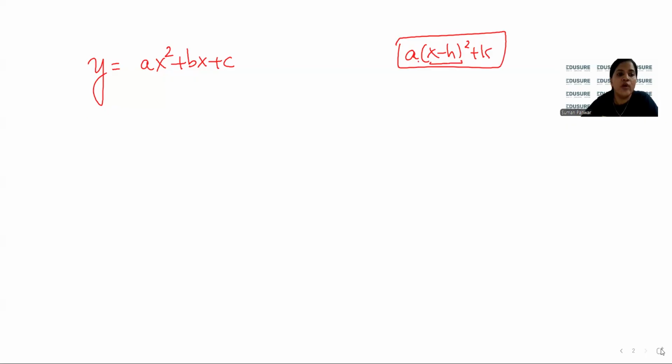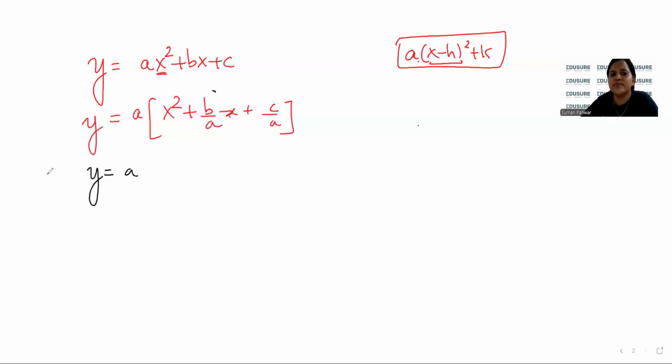So what I do, I make the coefficient of x squared to be 1. To make the coefficient of x squared to be 1, we take a common. So we will get x squared plus b by a x plus c by a. This is the first step to convert something into vertex form or perfect square. Now, note the coefficient of x. The coefficient of x is b by a. Let's not care about the sign. Whatever is between, that will be taken care of.